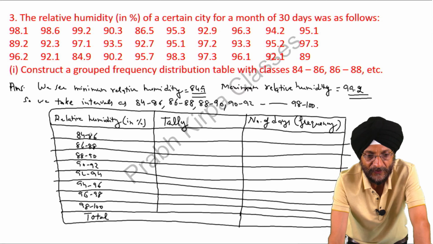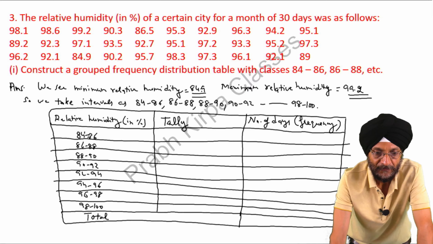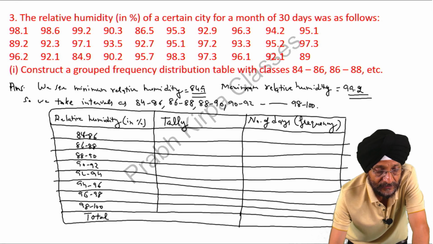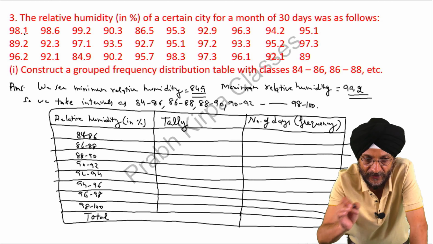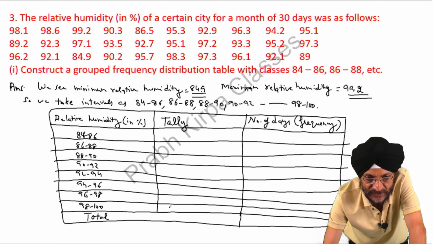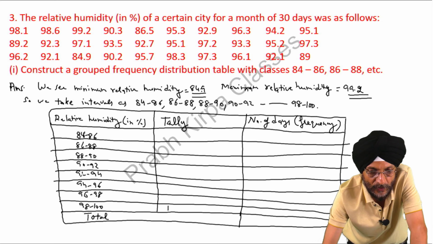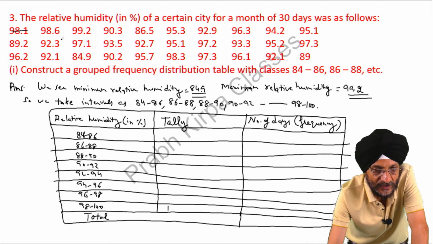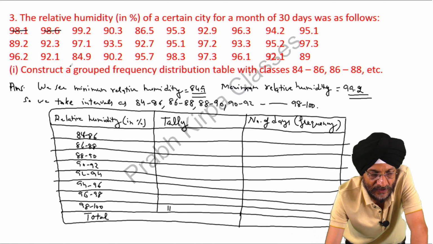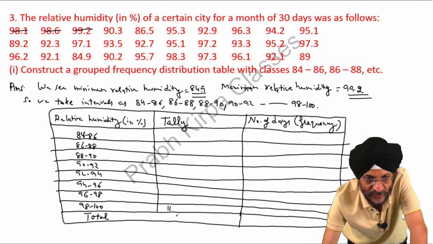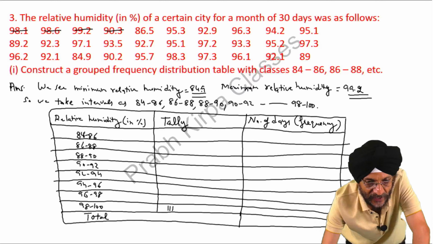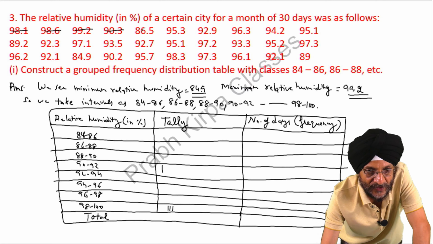So now we will find out how many days the relative humidity was in each class. We will take the first entry, 98.1. 98.1 falls in the range 98 to 100. Now the second entry is 98.6. It will also fall here. 99.2 will also fall here. Then 90.3 will fall in 90 to 92.